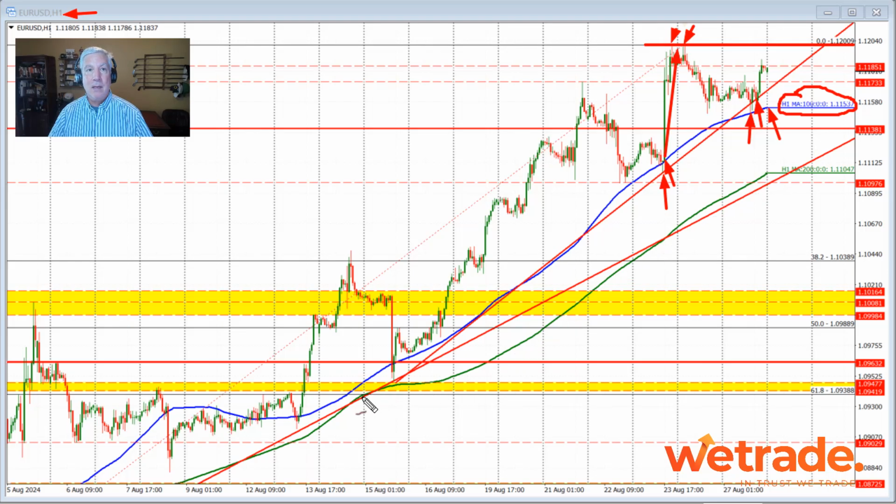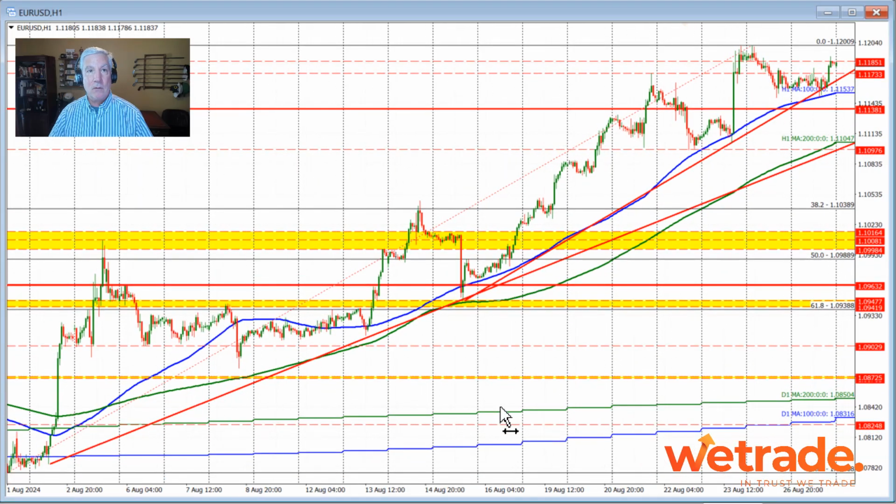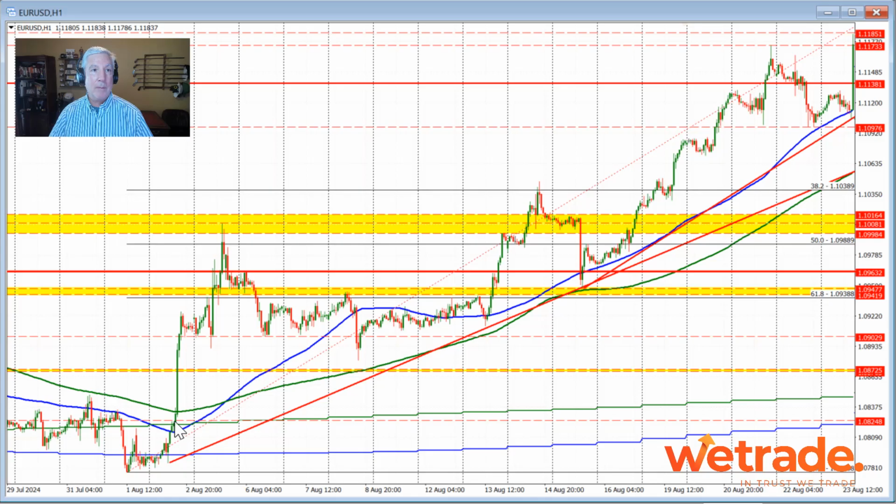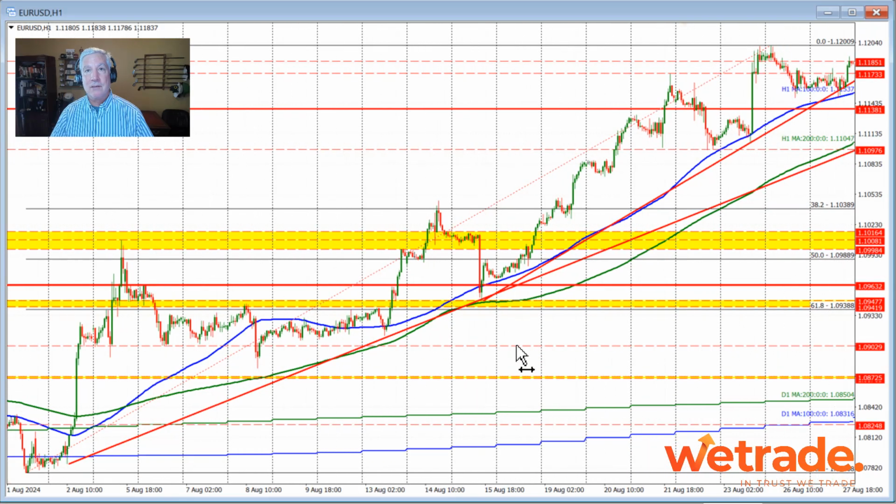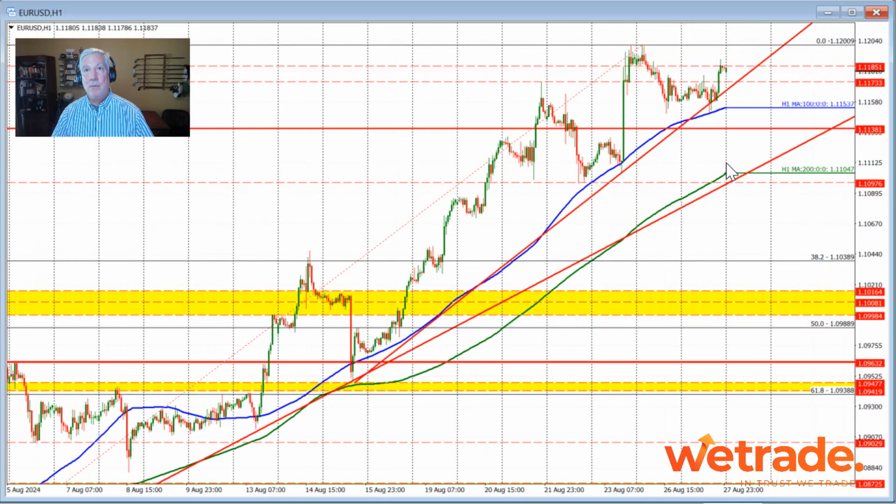Price hasn't been below the 200-hour moving average since, I'll have to go all the way back to here, which is August 2nd. We did test it right here, found support buyers against that level. So that's a long time, but that would need to be broken to increase the bearish bias in the euro versus US dollar. But first step is to get below the 100-hour moving average.